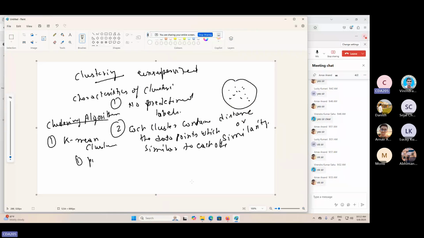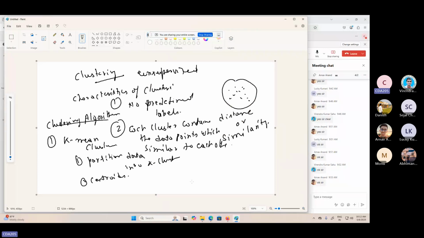That is, partition the data into k clusters, then use centroids to define the clusters, and then specify the k.